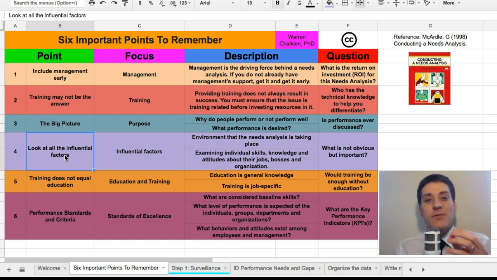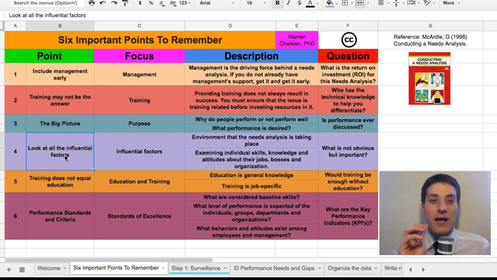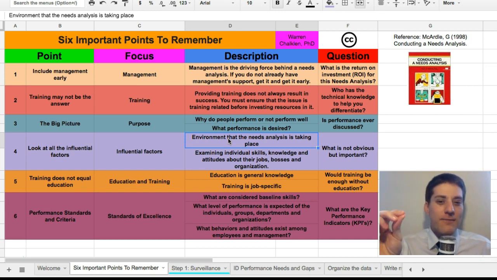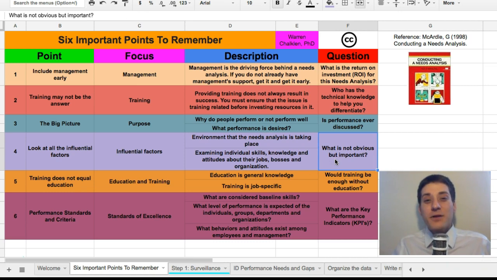Fourth, let's look at some of the influential factors of the organization. At first glance, it might appear to be a fully functioning organization. However, your job as the person conducting a needs analysis is to look at the links between things and find the influential factors. You're thinking about the environment, you're thinking about individuals, their skills, their knowledge, their attitudes towards the job, and how that results in certain outcomes. You are making those links between cause and effect. And so an important question you need to ask is, what is not obvious but important? A key thing to think through.